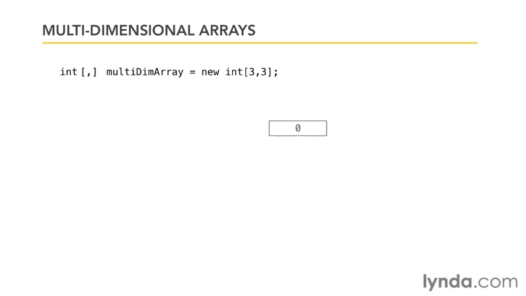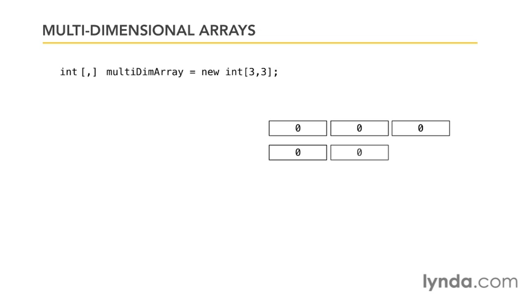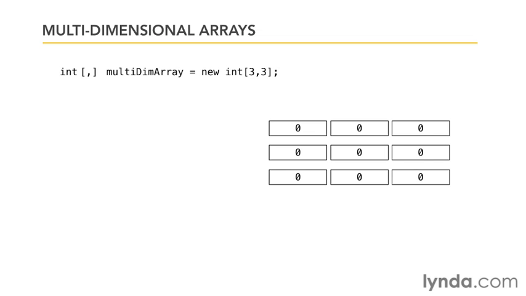So that's going to make a 3 by 3 matrix of memory locations somewhere out in the computer's memory, and it's going to initialize them all to 0. And then to round out the picture here, the first number in the index is going to represent the row number, and the second number in the index represents the column number.